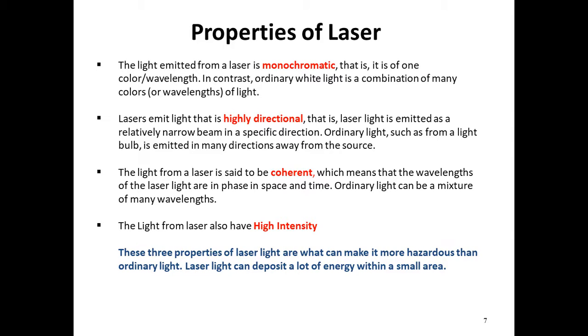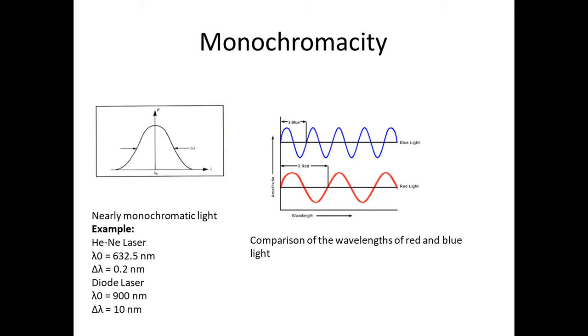Properties of the laser are like this. The laser is a monochromatic light, a highly directional beam of light. All the waves of the light are coherent, and the laser also has high intensity. So all these properties make the laser a special light, and one by one we will see the properties of the laser.